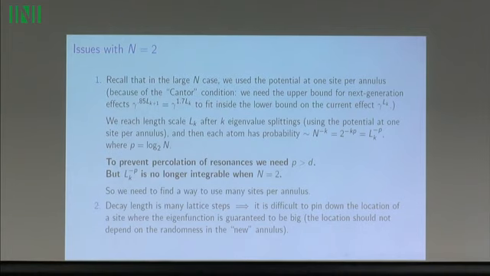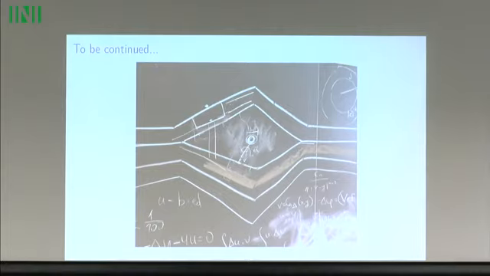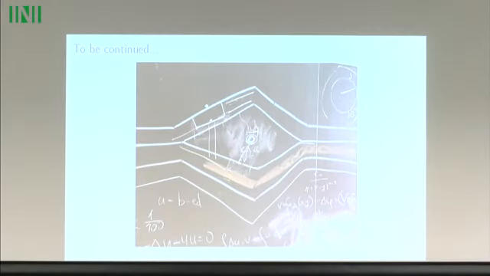Okay, so as a consequence of having E being small, the decay length is going to be many lattice steps, and it's a little difficult to pin down the location where the eigenfunction is guaranteed to be big. This is another issue that is very aggravating, but we have some ideas, hopefully, that will work out to deal with that. So that's work in progress, and I thank you for your attention.